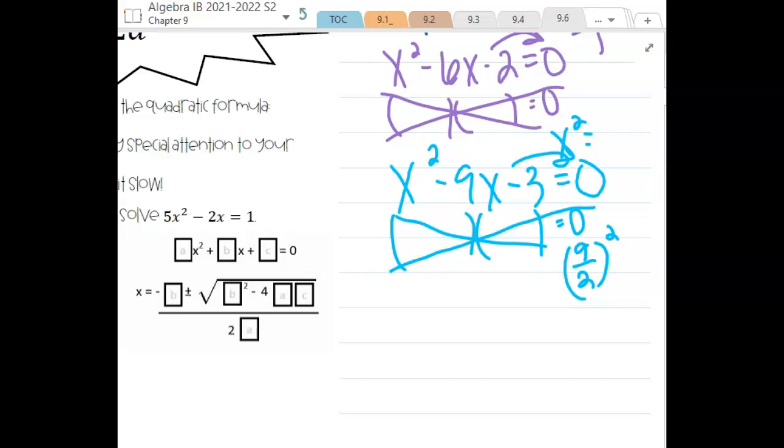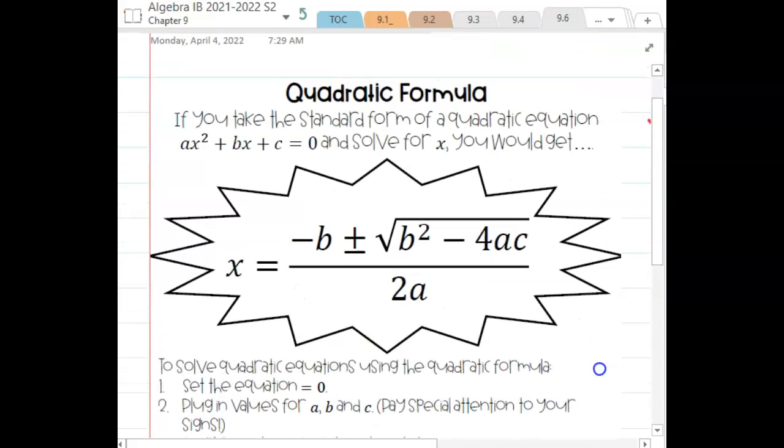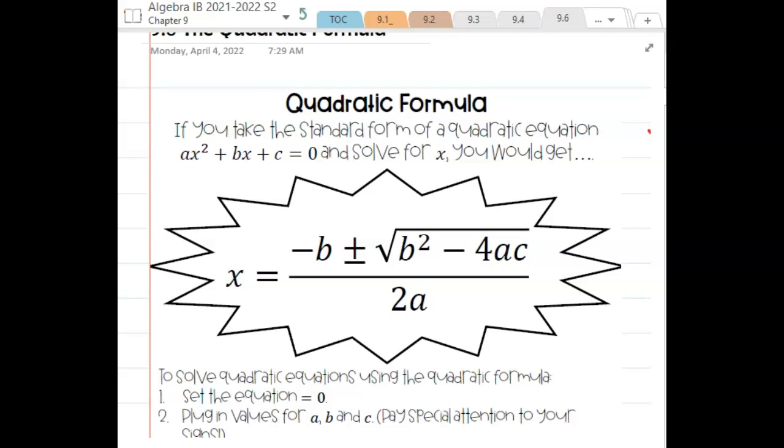So there's going to be some problems that you can't solve by the square root method. You cannot factor them, and you just simply don't want to solve them by completing the square because it's going to give you a fraction or a decimal. That middle term there, it's odd. You don't want to do completing the square. So we have what's called the quadratic formula, which is this beautiful thing here.